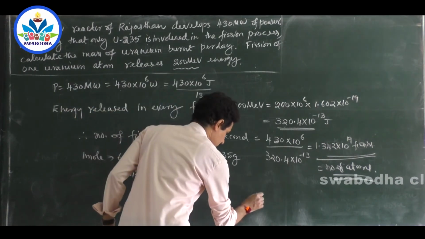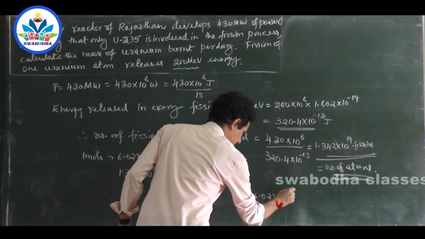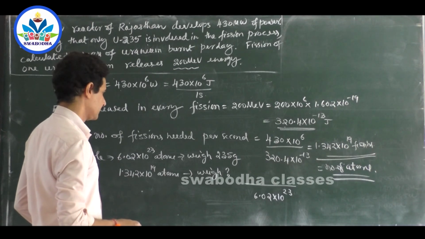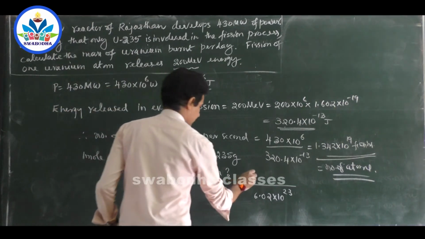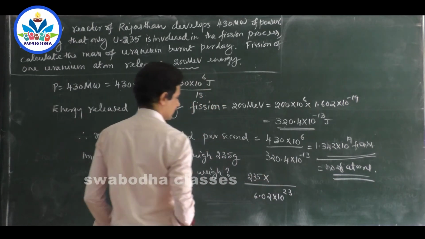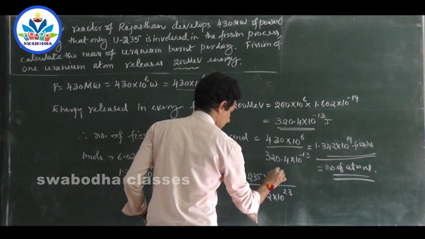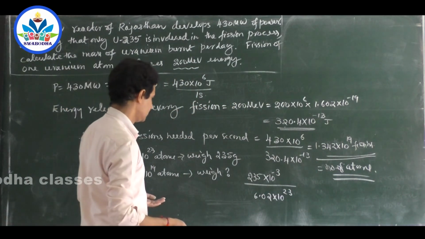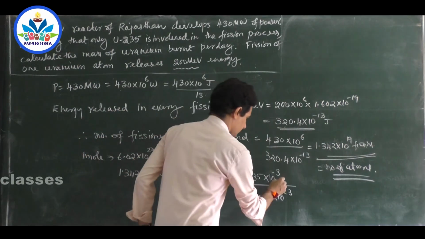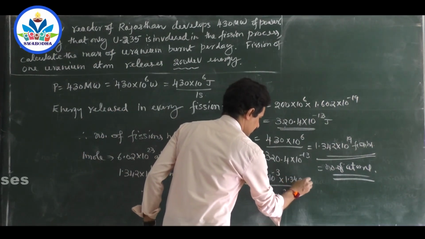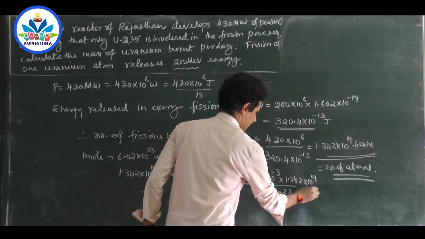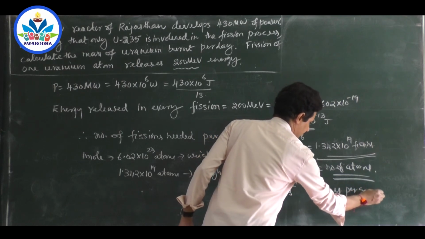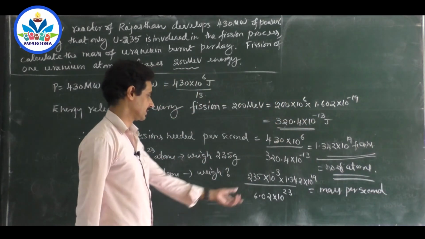So 6.02 into 10 to the power 23 atoms weigh 235 gram. Or we will convert it into SI system, kg: 235 into 10 to the power minus 3 kg. What would 1.342 into 10 to the power 19 atoms weigh? So that is the mass per second. Am I right? In 1 second the mass required is this much.